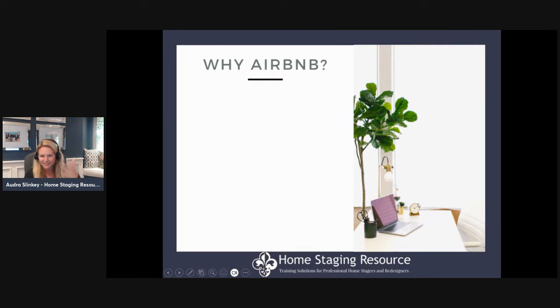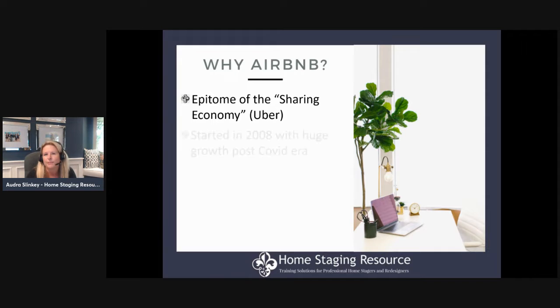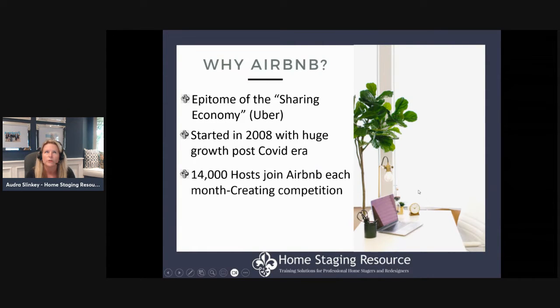They can actively chat. So why Airbnb? It is obviously the epitome of this sharing economy that we've been in for 10 plus years. It started in 2008. It's had huge growth, of course, post-COVID, everybody's traveling. Over 14,000 new hosts are joining the platform every month.